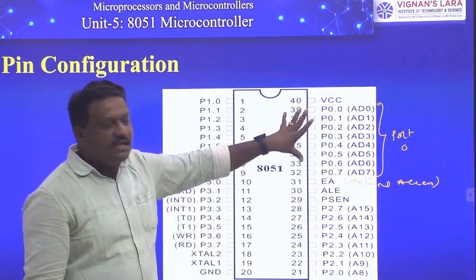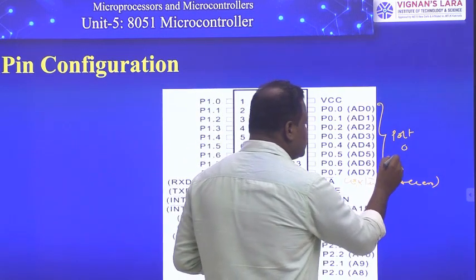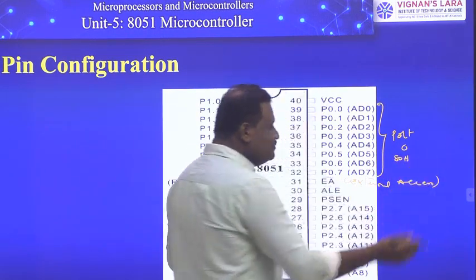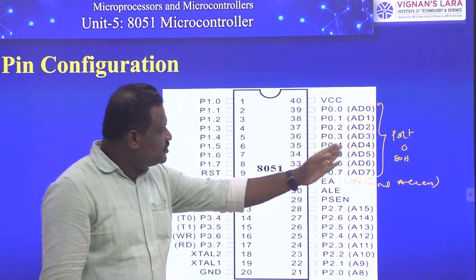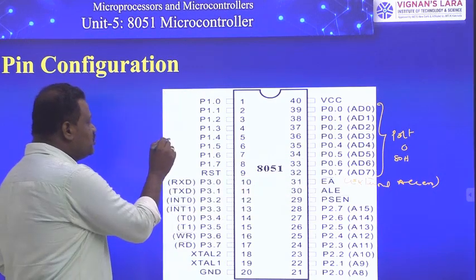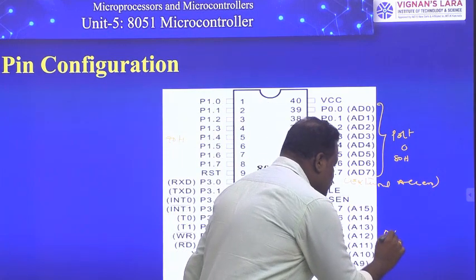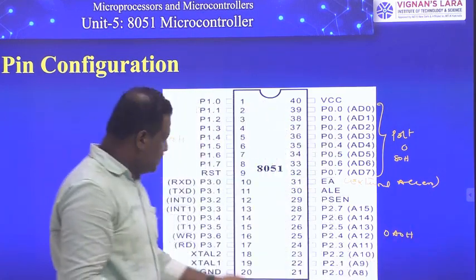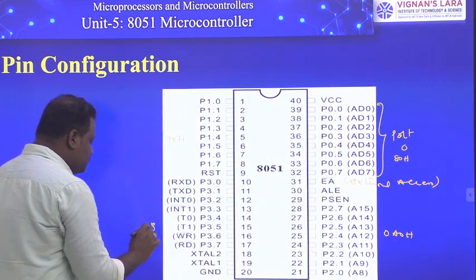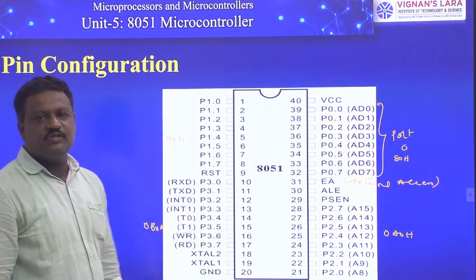And the second thing is the internal address of port 0 is 80H. Internal address of port 1 is 90H. Internal address of port 2 is 0A0H. And internal address of port 3 is 0B0H. You know this.